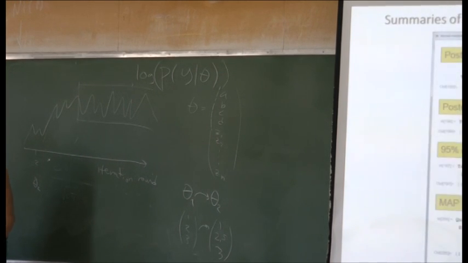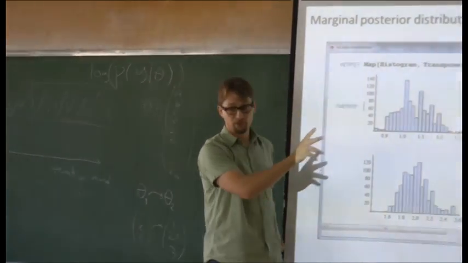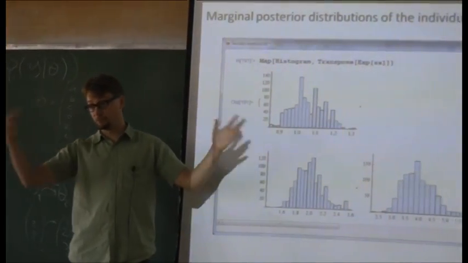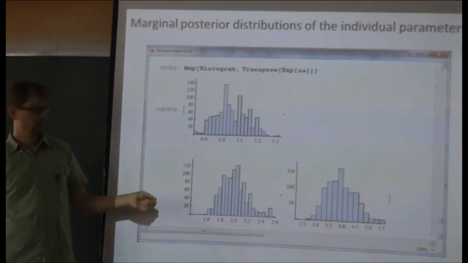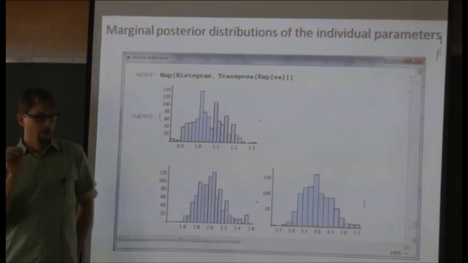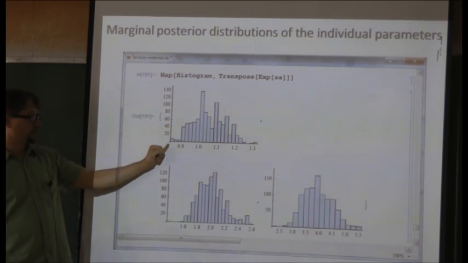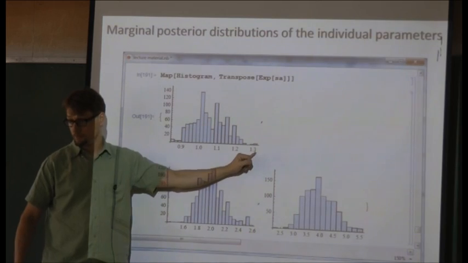So this is what you typically plot, these marginal posterior distributions of the individual parameters, because you can't plot the whole n-dimensional thing. This is what I was showing in the butterfly example, how the movement speed of the females and males looked. It was this histogram, I just plotted the line. Okay.